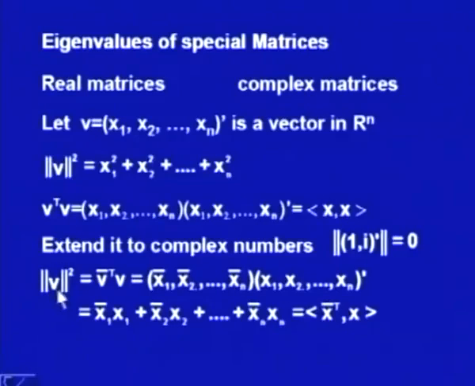So, let us redefine it: length V square is equal to V conjugate transpose times V. V conjugate transpose means we first take the conjugate of the numbers. These numbers are complex numbers, so conjugate means complex conjugates, and then multiplied by the vector x1, x2, xn transpose. If you perform this multiplication, this comes out to be x1 bar x1 plus x2 bar x2 and so on up to xn bar xn, and we define it as the inner product of x and x.